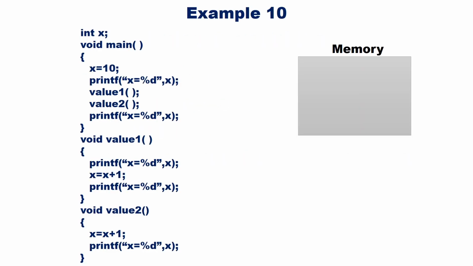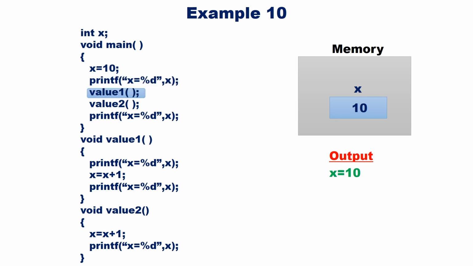Let us take the example. Here x is declared outside all the functions. Hence x is an external variable. The default initial value is 0. So memory is allocated and 0 is stored in x. Start with main, x equal to 10. 10 is stored in x. Print x will get the output x equal to 10.